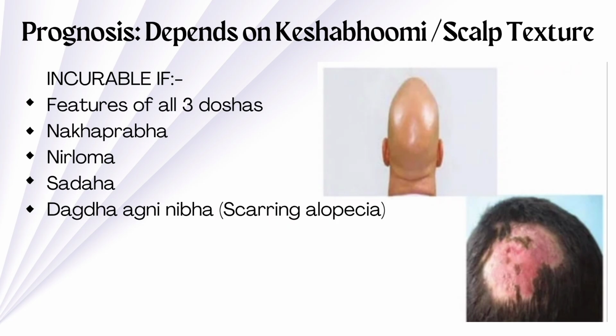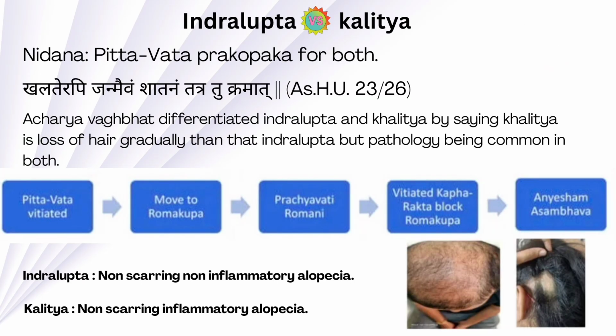Incurable if all features of Tridoshas are involved: Nakaprabha, Nirloma, Sadaha, Dagdha Agni Nibha, that is scarring alopecia. Indralupta versus Kalitya. Nidana: Vata Pitta Prakopa for both. Acharya Vagbhata differentiated Indralupta and Kalitya by saying Kalitya is loss of hair gradually, unlike Indralupta, but the pathology is common in both. Indralupta is non-scarring non-inflammatory alopecia, whereas Kalitya is non-scarring inflammatory alopecia.